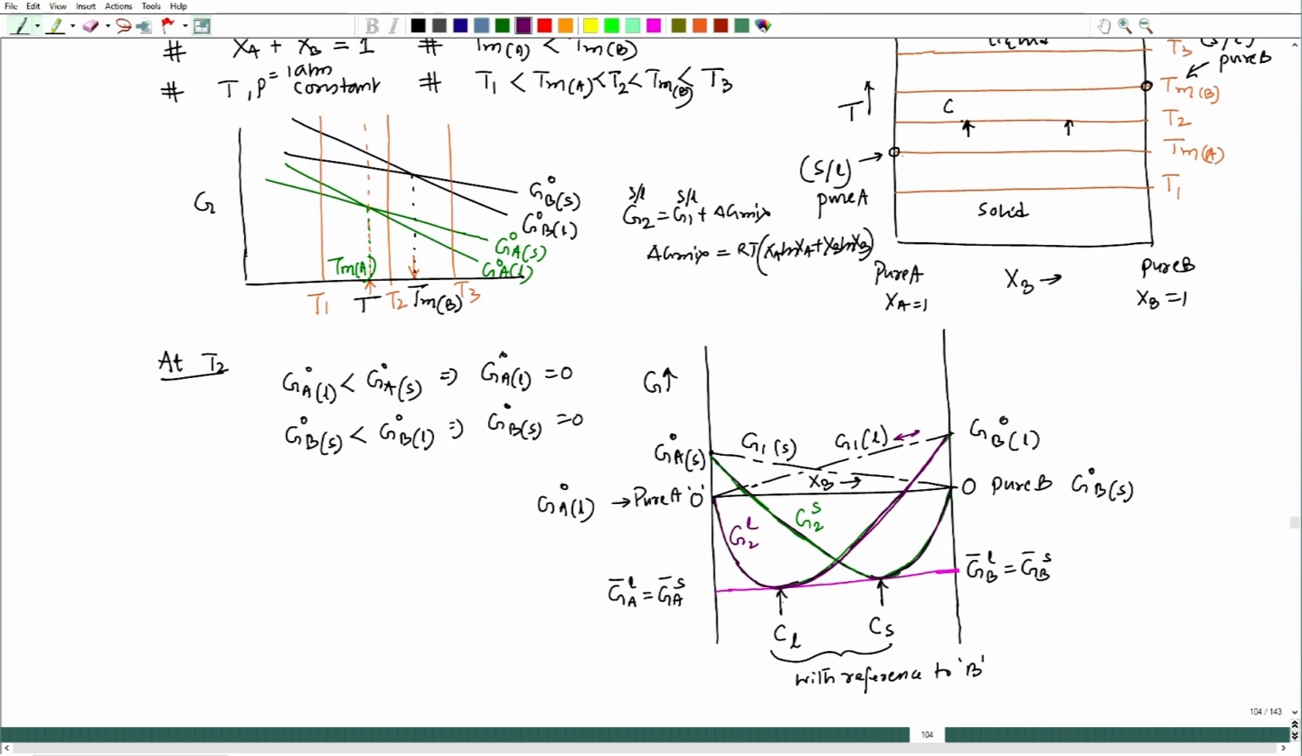The common tangent, and these are the 2 points where the equilibrium is established between the two solutions, solid as well as liquid solutions. This point and another point is this; only these 2 compositions will be under equilibrium, okay, and these 2 compositions are with reference to B.